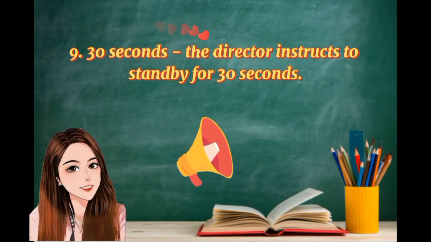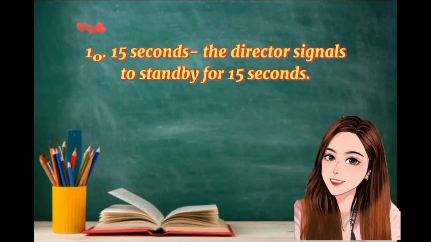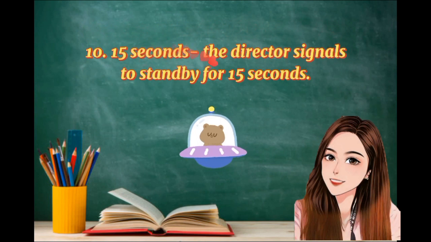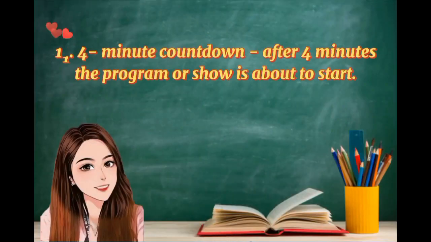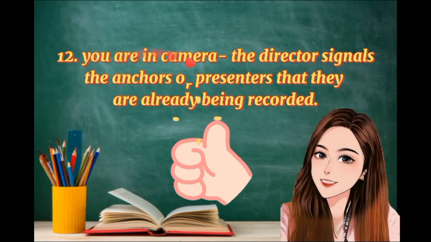Number 9. 30 seconds. The director instructs the team to stand by for 30 seconds. Number 10. 15 seconds. The director signals to stand by for 15 seconds. 11. 4-minute countdown. It means after 4 minutes, the program or show is about to start. 12. You are in camera. The director signals the anchors or presenters that they are already being recorded.